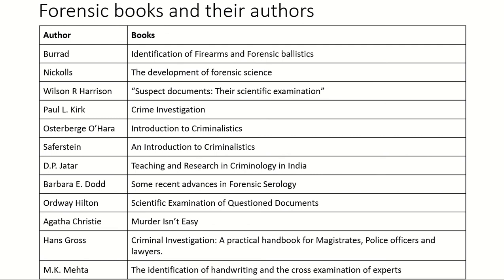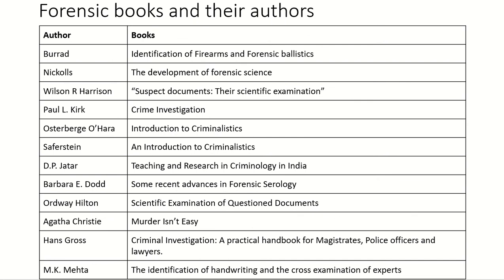Now, forensic books and their authors. Burrard is the author of Identification of Firearms and Forensic Ballistics. Nicholas wrote The Development of Forensic Science. Wilson R. Harrison is the author of Suspect Documents, Their Scientific Examination. Paul L. Kirk, Crime Investigation. O'Hara, Introduction to Criminalistics. Saperstein, An Introduction to Criminalistics.